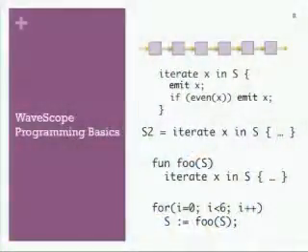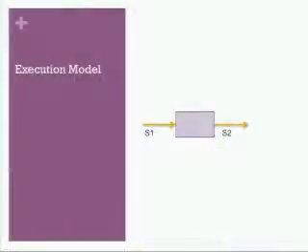OK, so switching from the source model to the execution model. Once we have one of these dataflow graphs, how does it execute at runtime? Well, there are lots of different choices in terms of picking a dataflow model. I mentioned that we're going to have an asynchronous dataflow model, in particular a non-deterministic asynchronous dataflow model. And let me show you what that means.